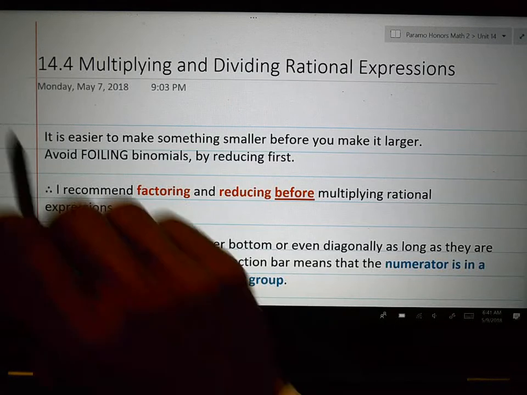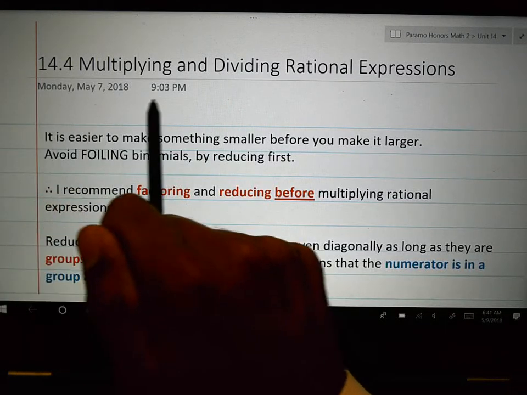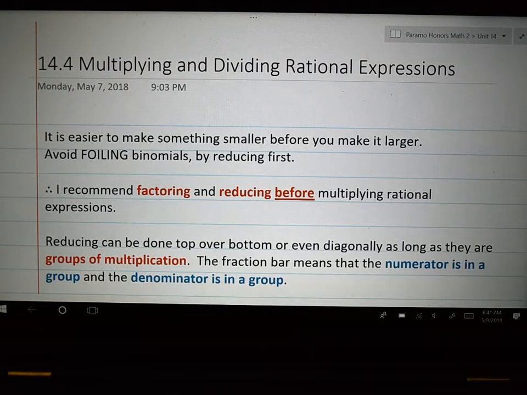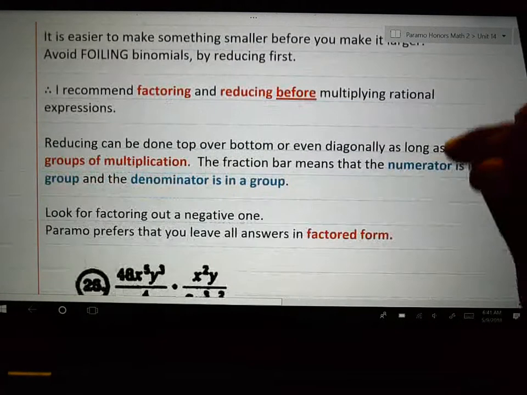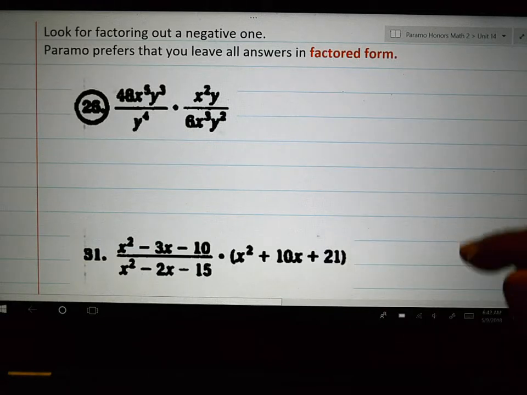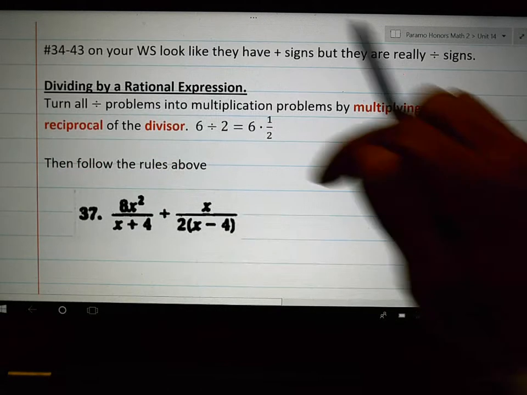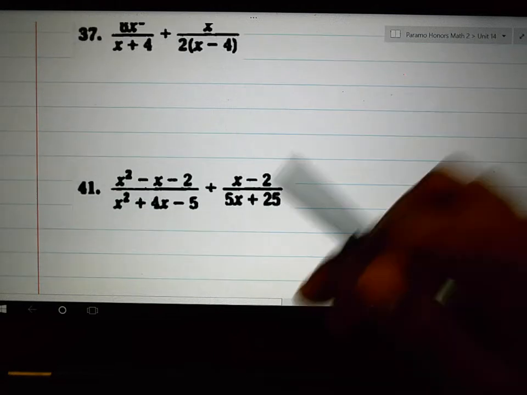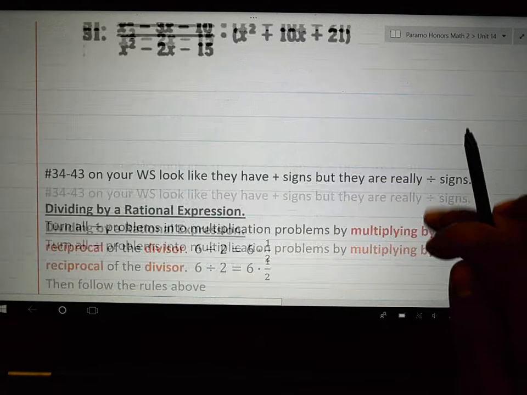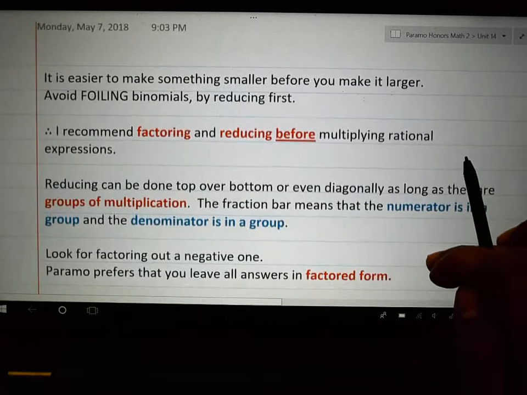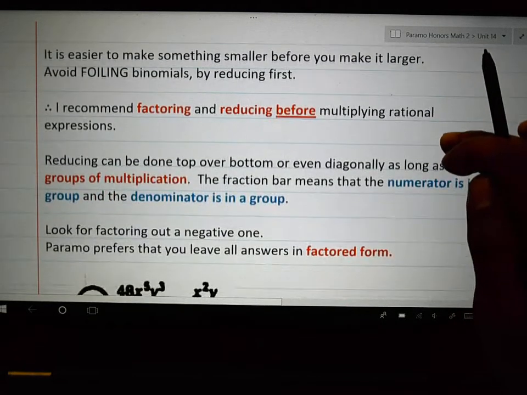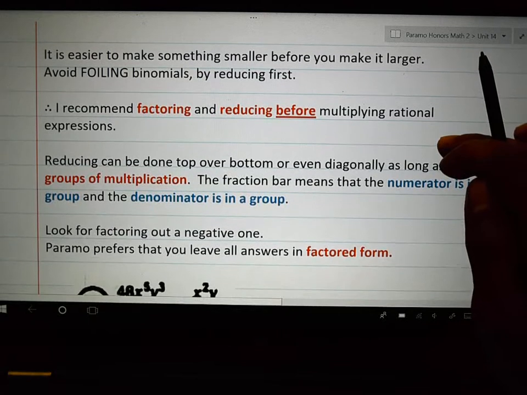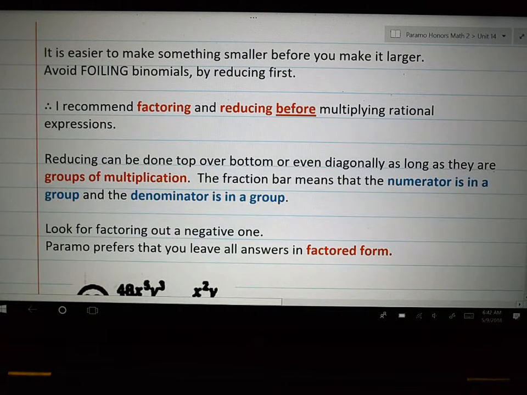Anyhow, in case you were wondering, 14.4 is going to be on multiplying and dividing rational expressions. I have a few notes for you to write down. Then I have 2 examples that are from the homework. Then we have some more stuff to write down, and then I have 2 more examples. So what I'm going to do is put this right about there. And what I would recommend is that the substitute teacher press the enter button now.